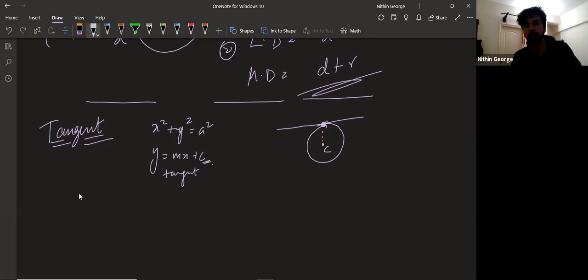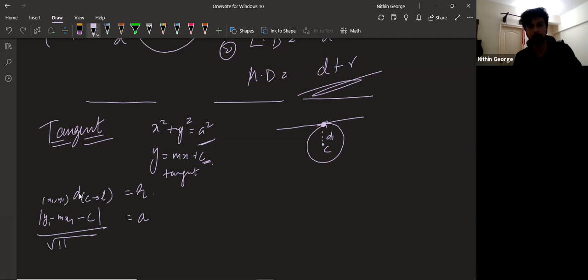The center is 0, comma 0. So the distance from the center to the line should be equal to the radius. Now the radius is a. I have that already with me. Now distance from the center to the line, how do I bring that? So the distance from center, whatever, x1 comma y1, will be y1 minus mx1 minus c divided by root of 1 plus m square. Any doubts here?